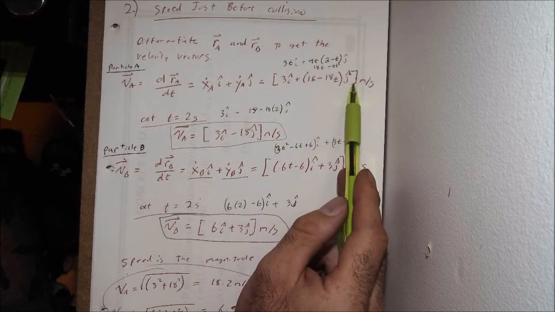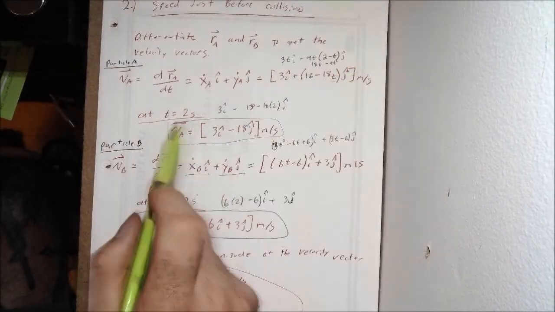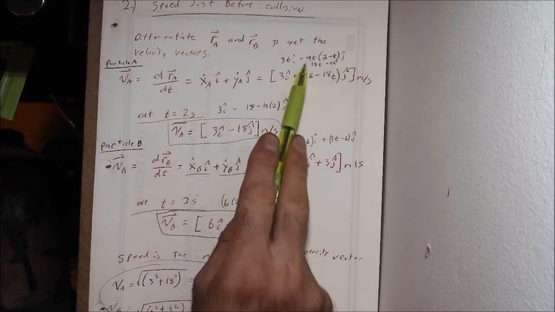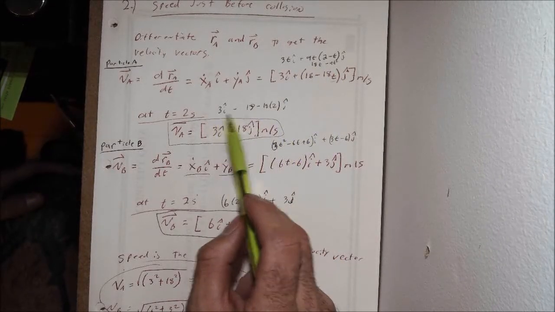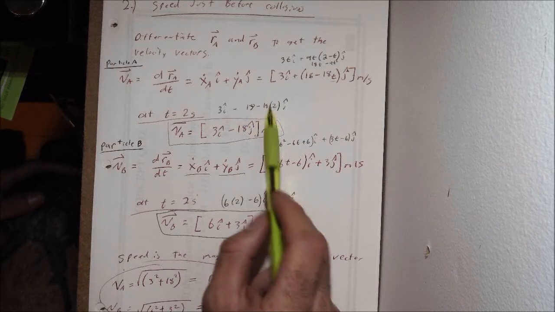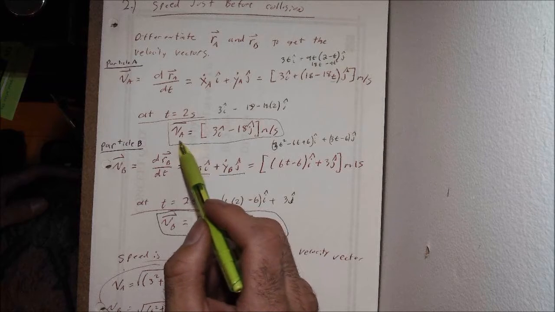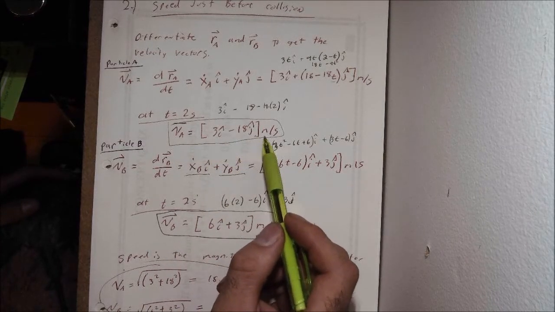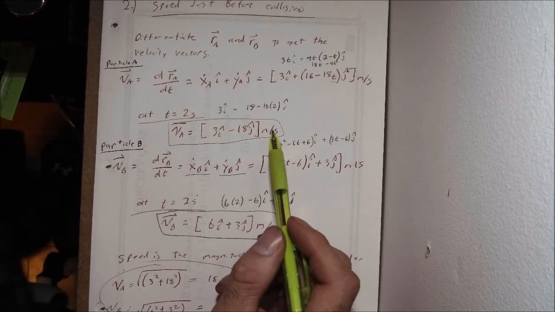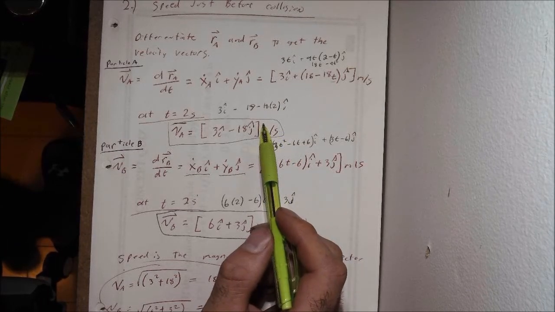With this velocity vector, we can plug in our value of t, because we know that t is equal to 2 seconds. So when time is equal to 2 seconds, we take our 3i minus 18 times 2, plugging in 2 for t, and we end up with a velocity vector of 3i hat minus 18j hat in units of meters per second. That is our velocity vector for particle A when time is equal to 2 seconds.